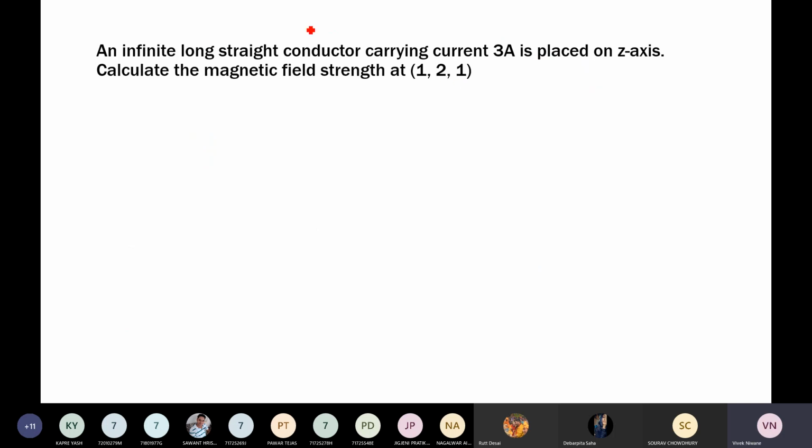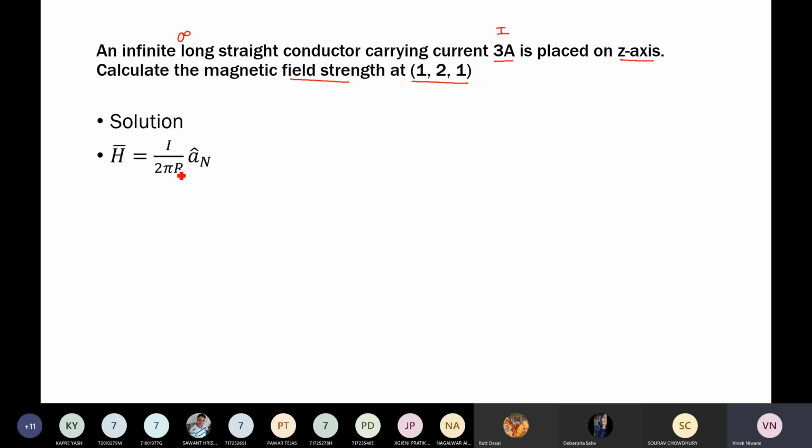Going for second numerical, an infinite long straight conductor. Okay, infinite long straight conductor, h bar is equal to I upon 2 pi r a n cap, carrying current. Okay, current दिया हुआ है, placed along z axis. Fine. Calculate the magnetic field strength. H bar calculate करना है at certain point 1 2 1. Okay, so definitely we will have a final formula for magnetic field intensity due to infinite length conductor placed along the z axis. So we will have the solution.